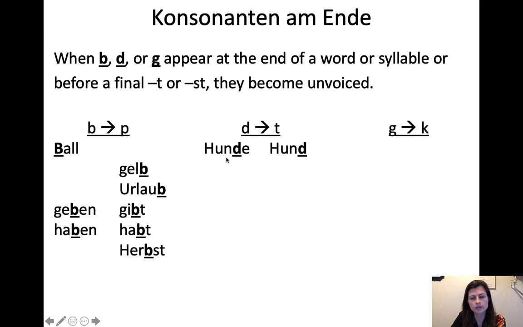So Hunde, beginning of a syllable, and then Hund at the end of the word. Hunde, Hund. Sounds like a T. Kinder, Kind. Sounds like a T. Kind. Finden, normal D. Finden. Gegend. Sounds more like a T.